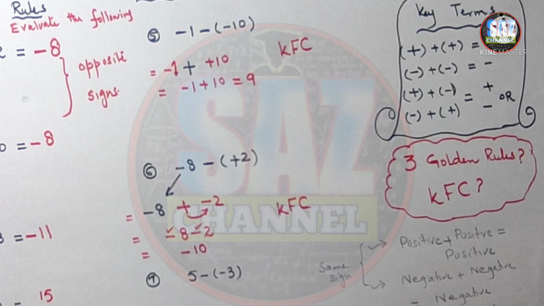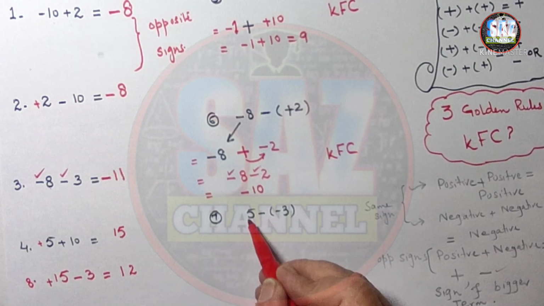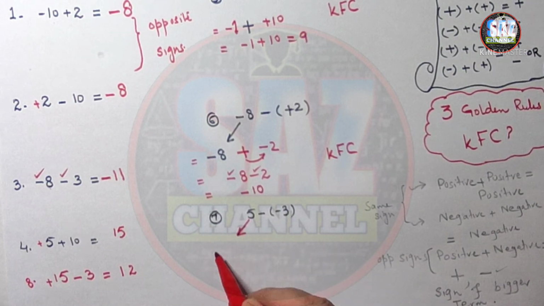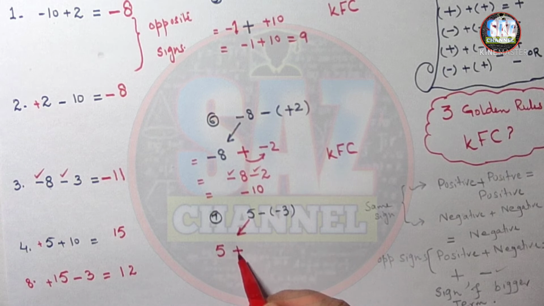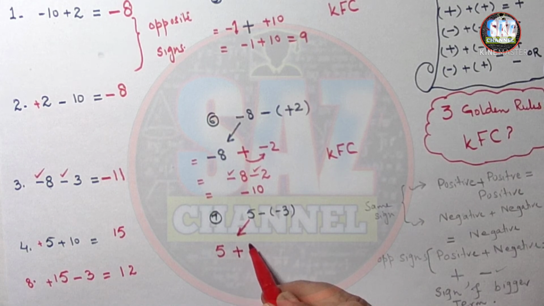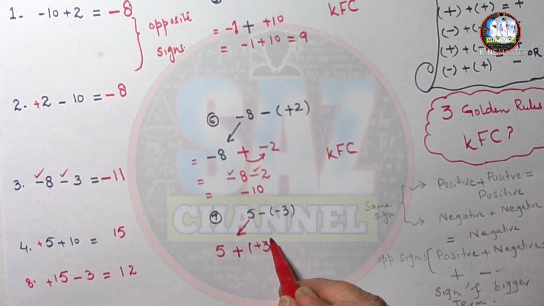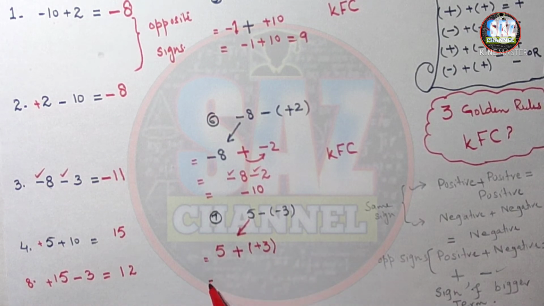Moving to the next question, I will be keeping 5 as it is. Then I have to flip the middle sign, and change. This will become plus 3. Now this is 5 plus 3, which is equal to 8. And why 8? Because 5 and 3 both have the same sign, and that is positive.